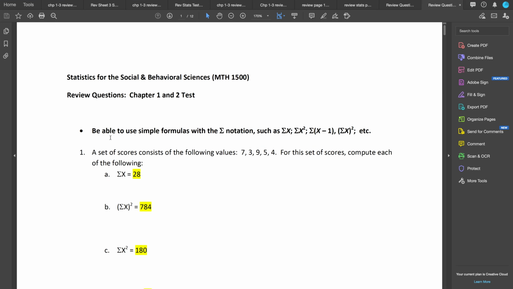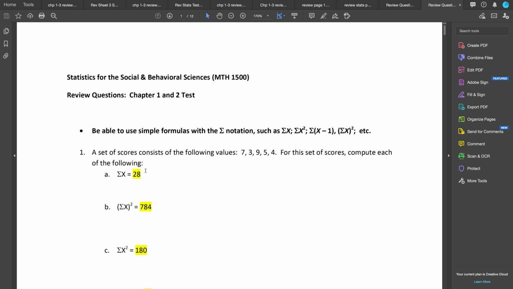Okay, so now we're going to go over those answers to the review questions for chapter 1 and 2 test. In other words, our test 1. Work is not always shown, but I'll summarize what you're seeing in front of you to help you out.